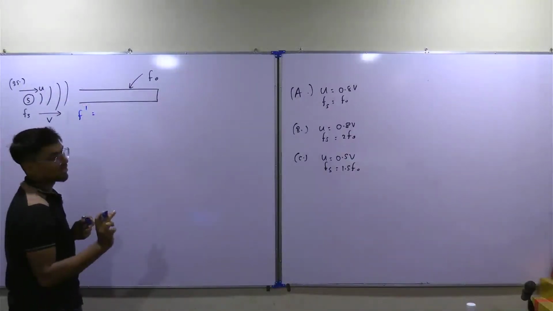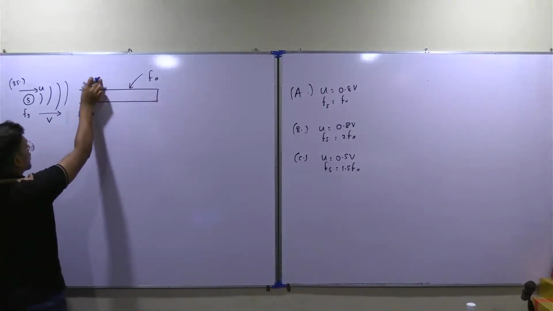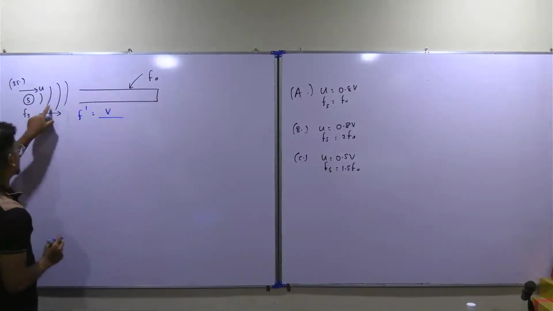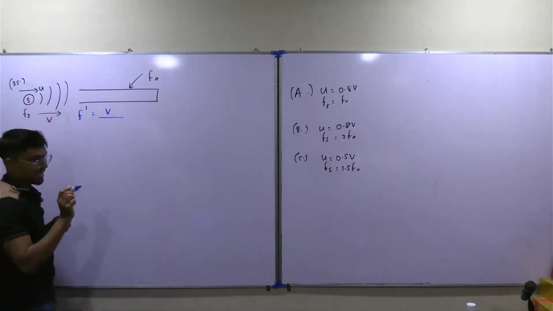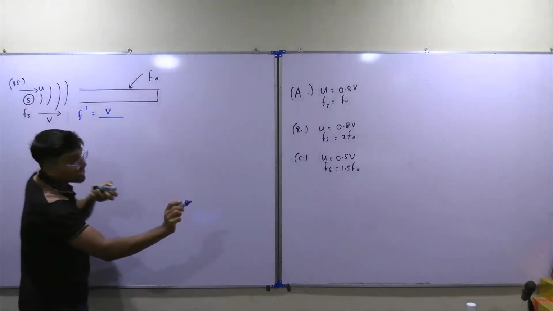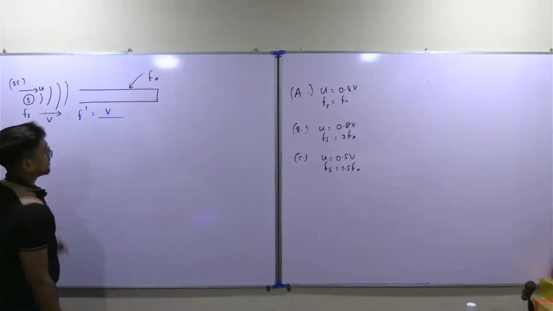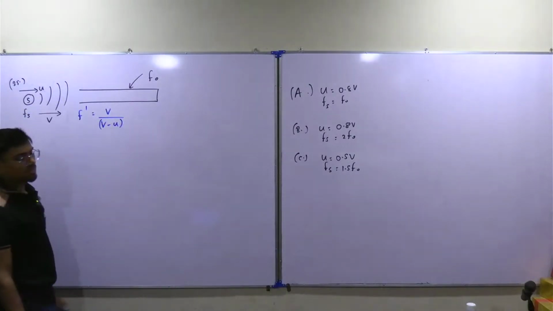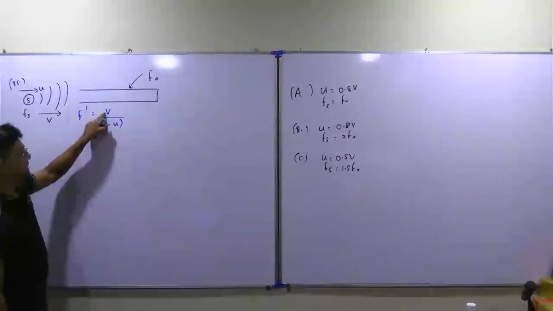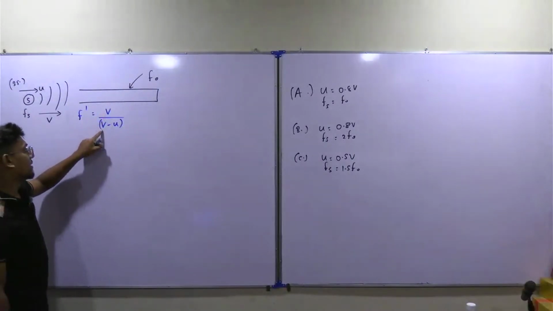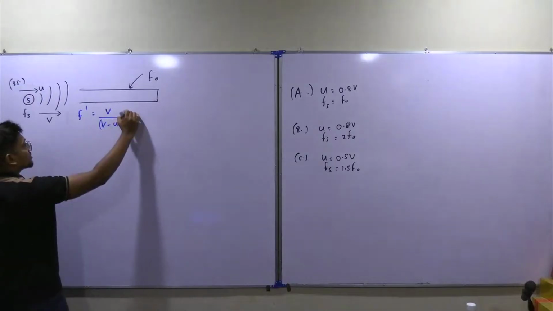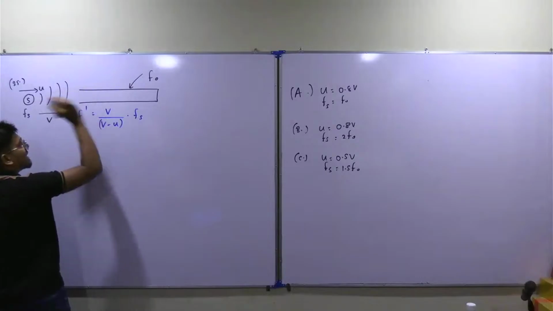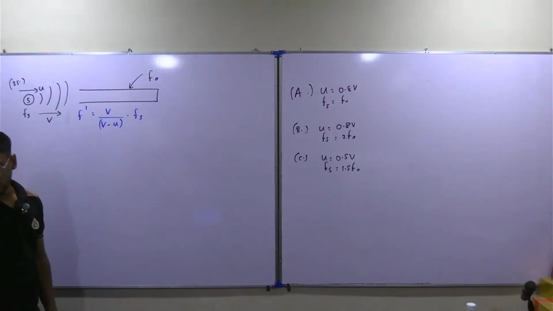F dash is the velocity of sound with respect to the observer, the tube being the observer, which is V, divided by the velocity of sound with respect to the source. Sound is traveling in this direction with a velocity V, and the source is also traveling in the same direction with a velocity u. So the relative velocity is V minus u. So F dash equals the velocity of sound with respect to the observer divided by the velocity of sound with respect to the source, times the actual frequency. The actual frequency of the emitted sound is Fs. So this F dash is the apparent frequency for this tube, the observer.